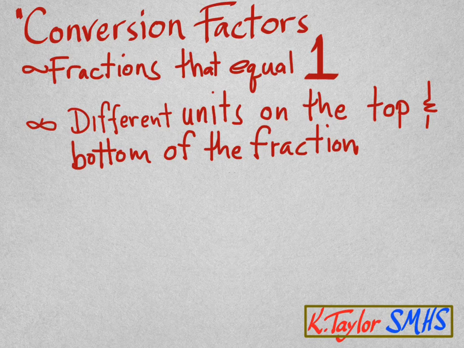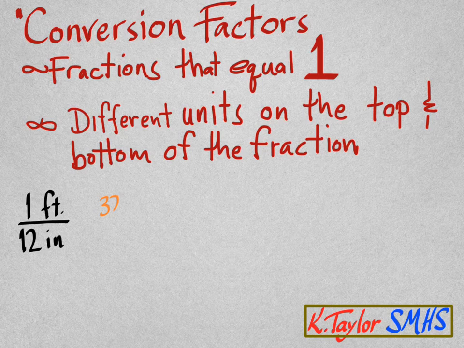So let's take a look at a couple of examples of common conversion factors. For example, 1 foot over 12 inches. Now you know that 1 foot and 12 inches are the same distance. They measure the same distance. So actually that fraction has the same quantity on the top as it does on the bottom. Therefore that fraction equals 1. It's a very important idea, that fraction equals 1. However, it's got different units on the top than it does on the bottom.